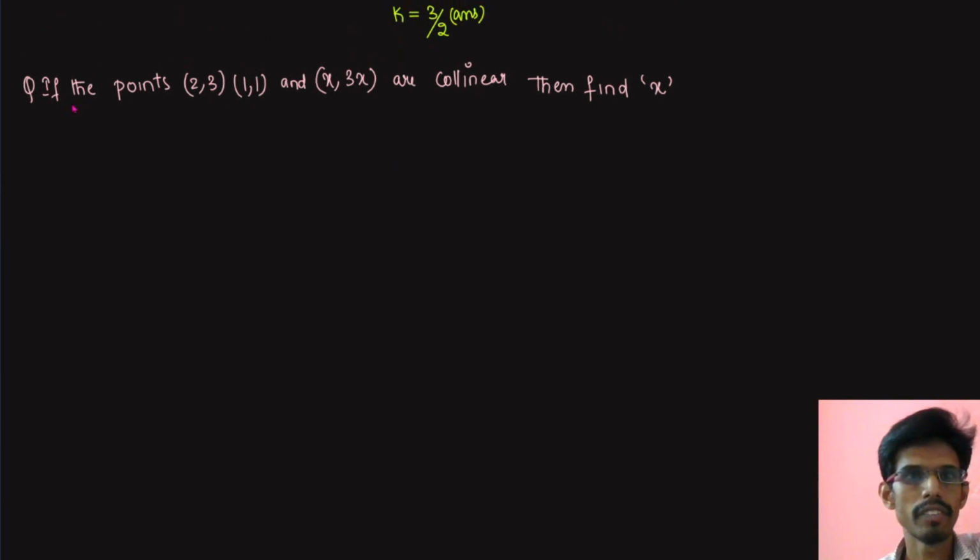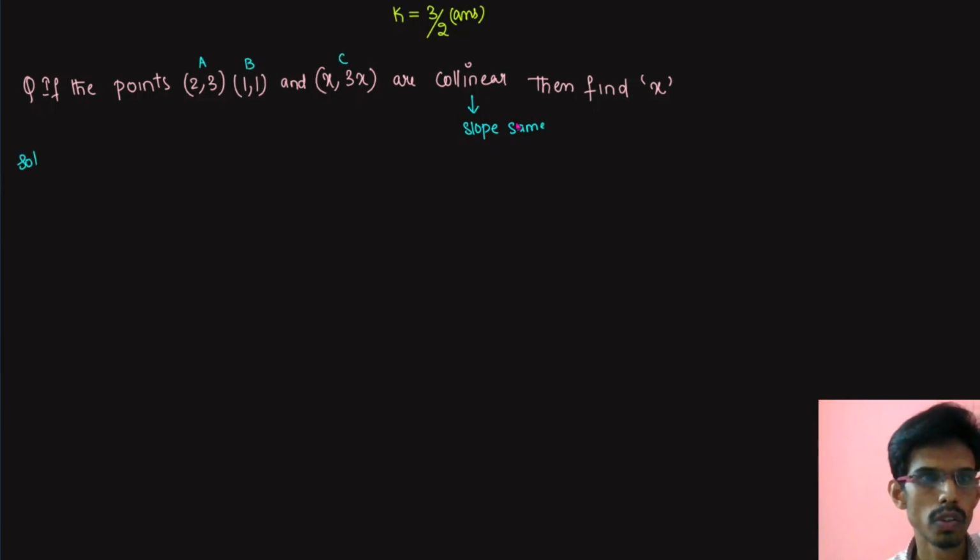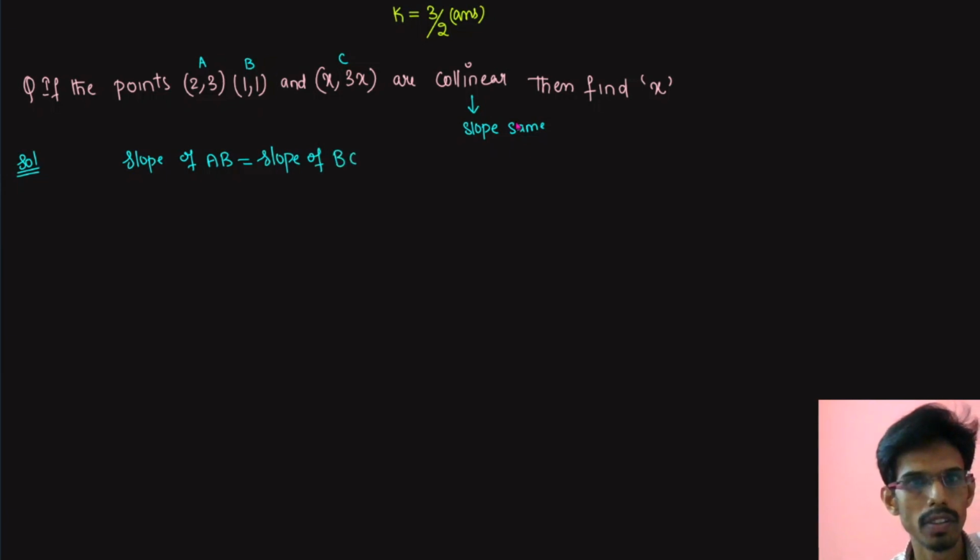Now here we have been given that the points are collinear. Collinear means all points lie on the same line. Same line means the slope will be the same. Let us mark these points as A, B, C. So the slope of AB will be equal to the slope of BC.